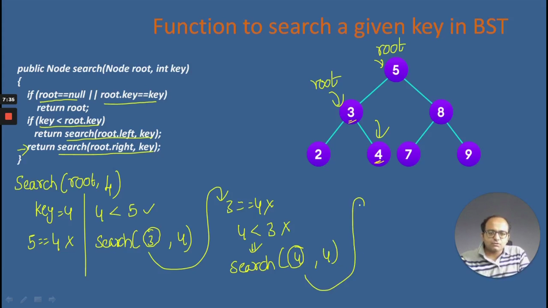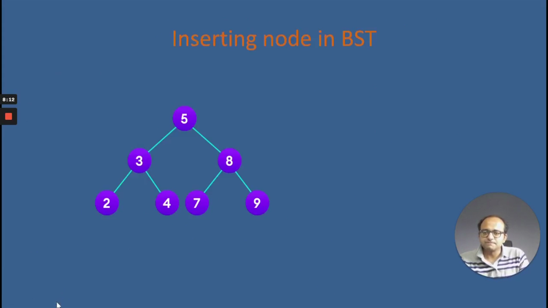In the next recursive call, root double equal to null. Condition becomes false. Root dot key double equal to key, which means 4 double equal to 4. Condition becomes true and it is going to return the root. It means the return type of the search function is node. So this particular node will be returned back to the calling function. Okay. So finally the element for which we are searching in the entire binary search tree is found, and it is going to return that node to the calling function.